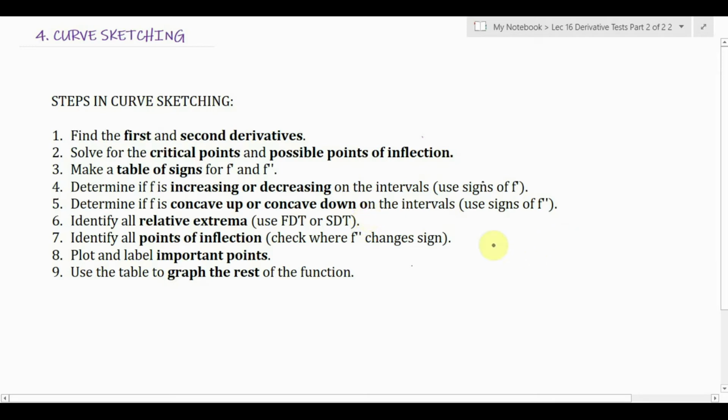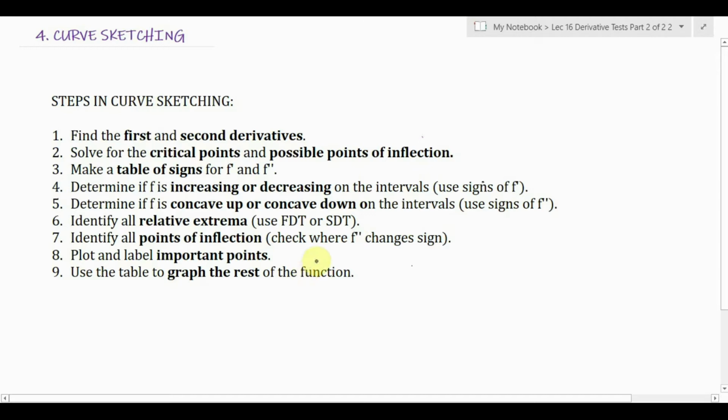Next, we identify all points of inflection. So, titignan naman natin dito yung ating PPOIs. We will check if f double prime changes its sign. Then, after completing our table, we can now graph our function.